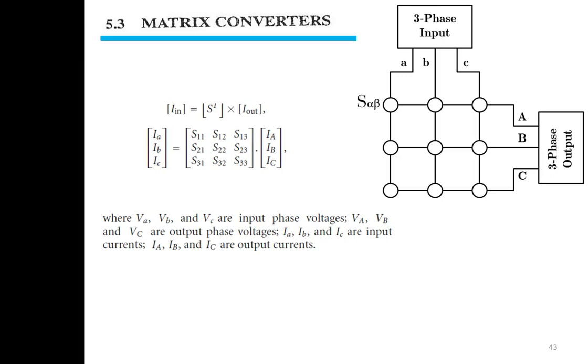Next is the current. In the current, I in is the S transpose into I2, and this current can be written using this equation. Okay, so the switching of our 9 bidirectional switches will define the output voltage signal.